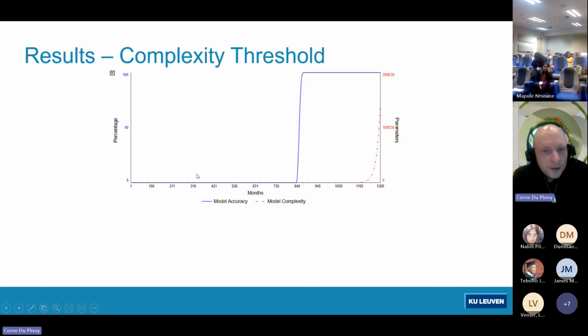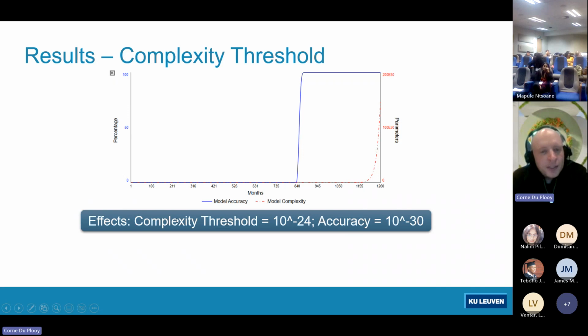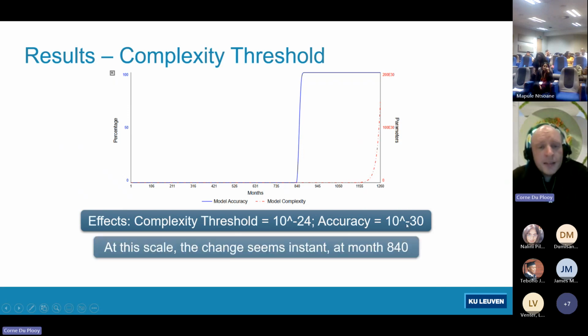It looks like there's nothing here, but it's just because it's growing so much at the end that it looks like there's nothing. And the blue line is the model accuracy. And this you must think about a specific ability. At some point, suddenly, it jumps and has ability. Now, this happens when the complexity threshold effects are between these two numbers. And at this scale, the change seems to be instant at month 840.